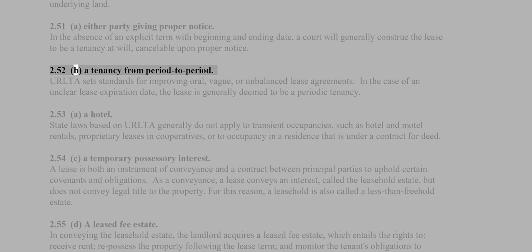2.52 b. A tenancy from period to period. ERLTA sets standards for improving oral, vague, or unbalanced lease agreements. In the case of an unclear lease expiration date, the lease is generally deemed to be a periodic tenancy.